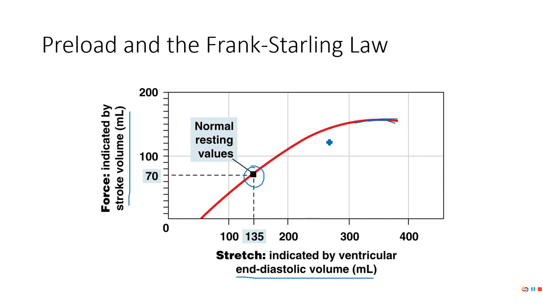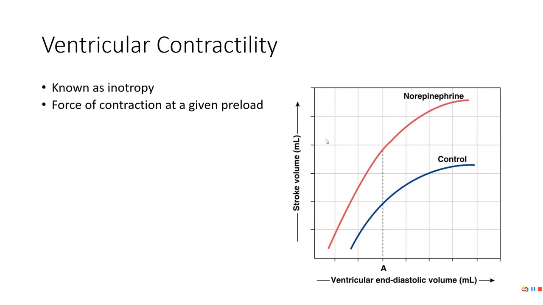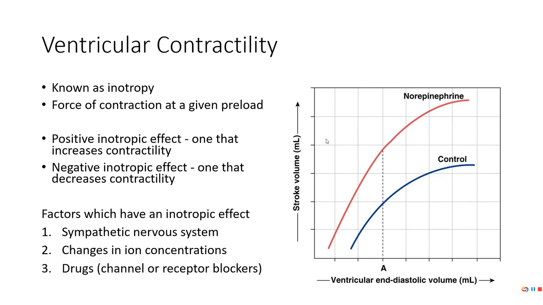Now, we can change this relationship with inotropic agents. Remember, chronotropic talks about heart rate or time, how often the heart contracts. Inotropic has to do with contraction. An inotropic agent is something that's going to change the force of contraction. If we have a positive inotropic agent, we're going to increase contractility, which will increase stroke volume. Negative inotropic will be the opposite.